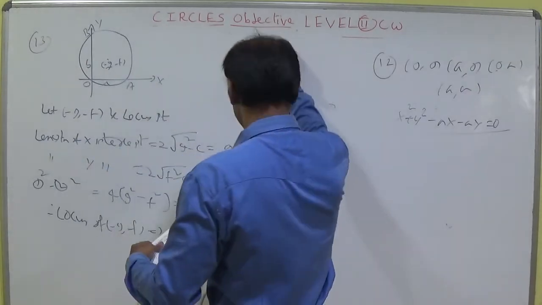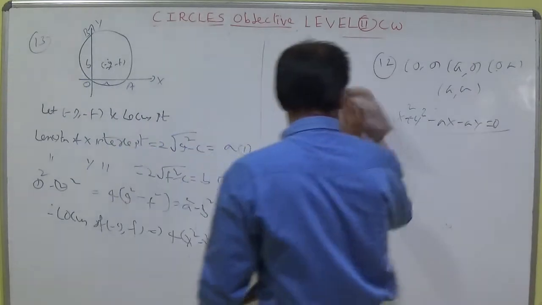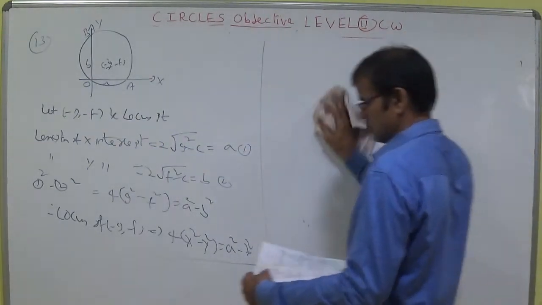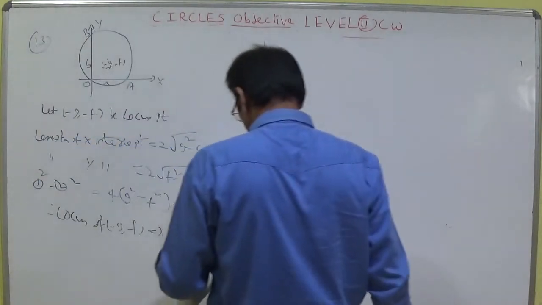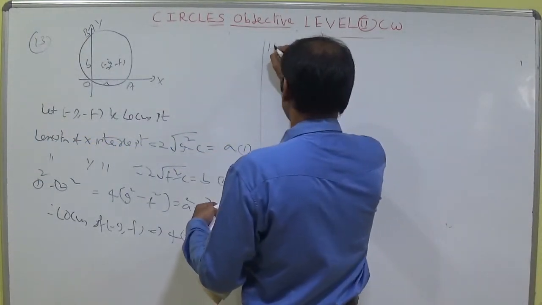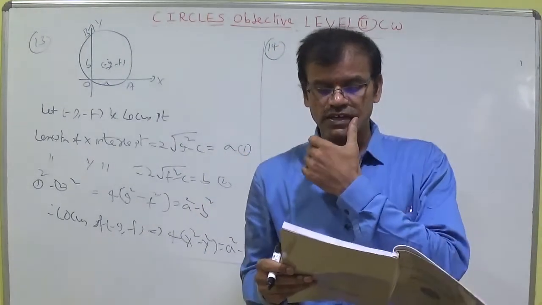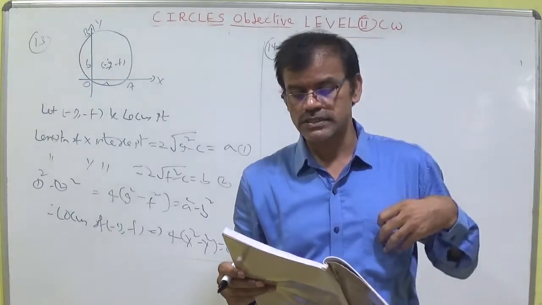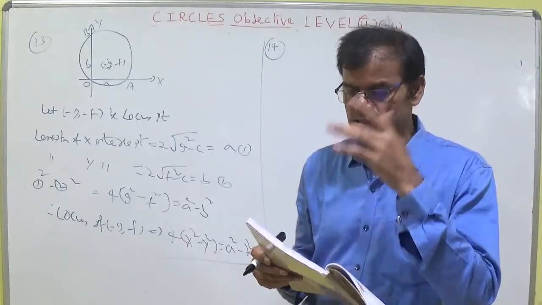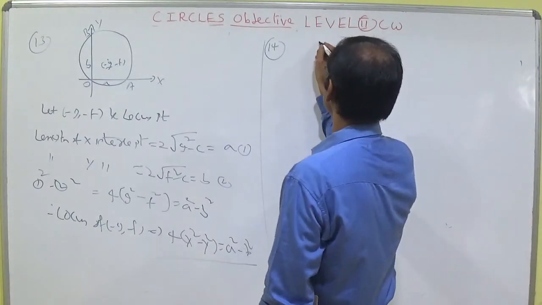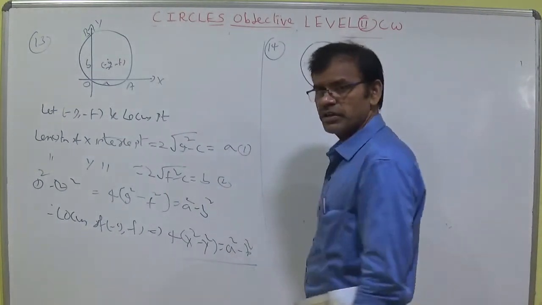Now, an important question. MSET 2009 has given this; in Mains also it was given in 2013. The locus of the center of a circle which passes through the origin and cuts off a length of 4 units on the line x equal to 3. Read the question carefully, then you can easily understand. X equal to 3 means it is a line parallel to the y-axis.